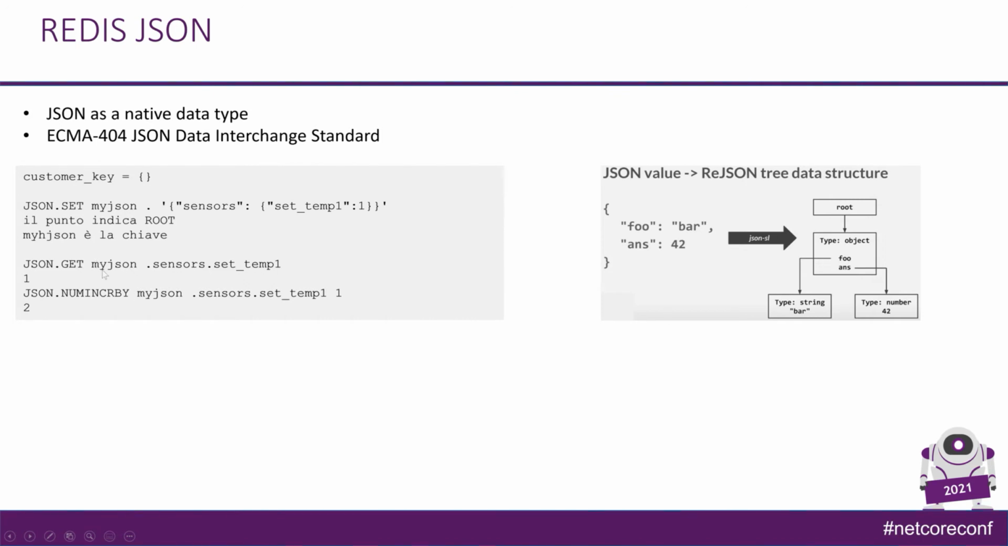and then, pay attention, you can get not the entire value but only a property, so dot attribute dot sub attribute. You can increment numeric attributes with a new value. And so you can deal with many operations that are more efficient than simply retrieving the whole key, converting the string value into a JSON object, modifying the JSON object, converting the JSON object back into a string and then doing the set for the second time. Okay, so it's more efficient.